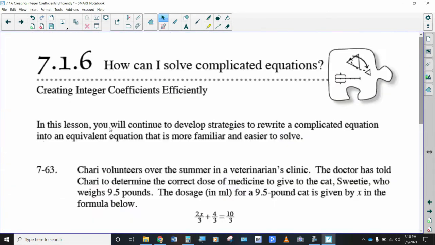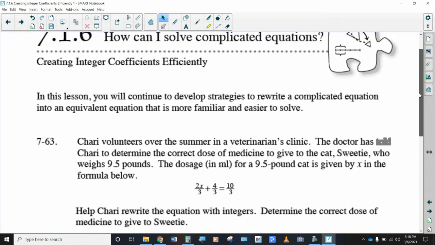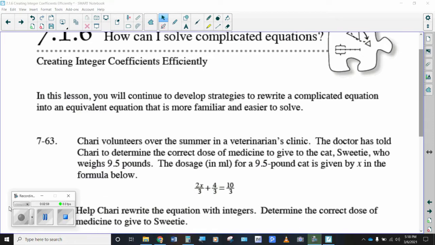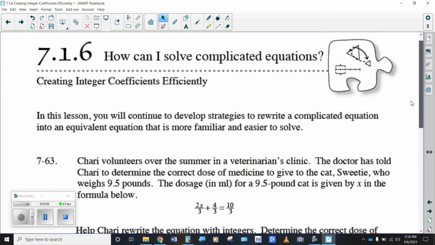All right, so in this lesson, you will continue to develop strategies to rewrite a complicated equation into an equivalent equation that is more familiar and easier to solve. So let's get started with problem 63. It says, oh, did I not cover something up? Hold on for one moment. Let me check. Okay, we're good. I covered it up. I just copied it down. All right, so let's get rid of that.